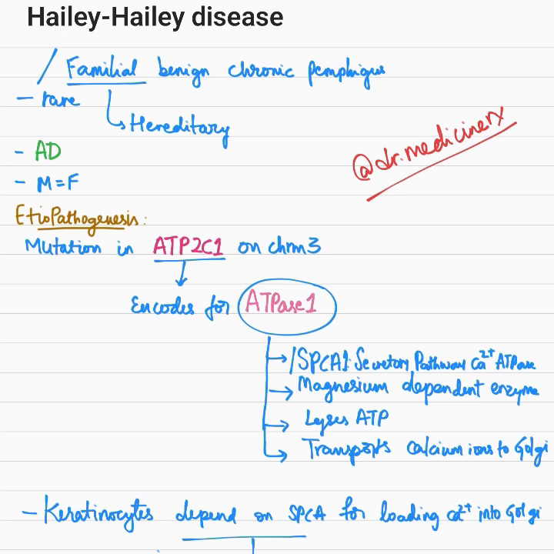Coming to etiopathogenesis, there is mutation in the ATP2C1 gene which is located on chromosome 3, whereas in Darier's disease the gene affected is the ATP2A2 gene located on chromosome 12, and it encodes for SERCA2b, which is required for pumping calcium from the cytosol into the endoplasmic reticulum. This ATP2C1 gene encodes for ATPase1, which is required for transporting calcium into the Golgi complex, and it also utilizes energy, so it lyses ATP. It is also called SPCA1, that is secretory pathway Ca2+ ATPase, and it is a magnesium dependent enzyme.